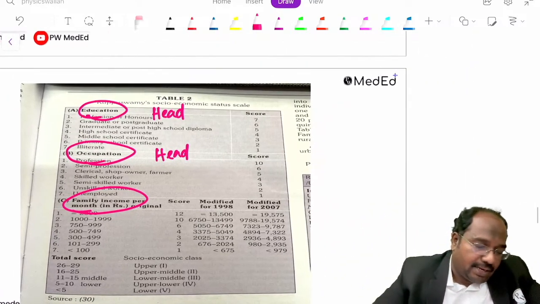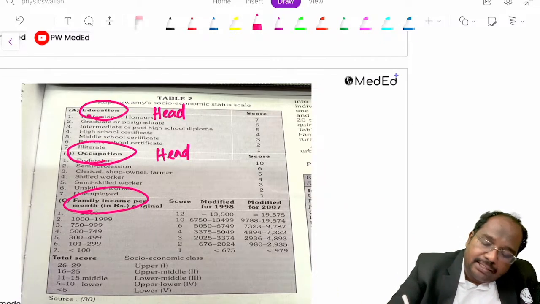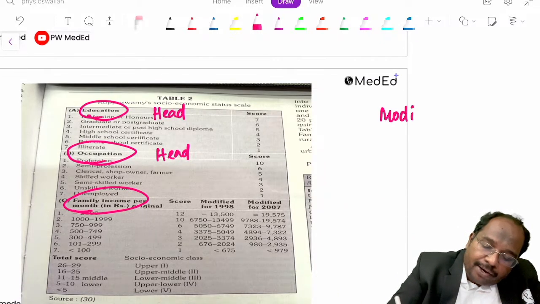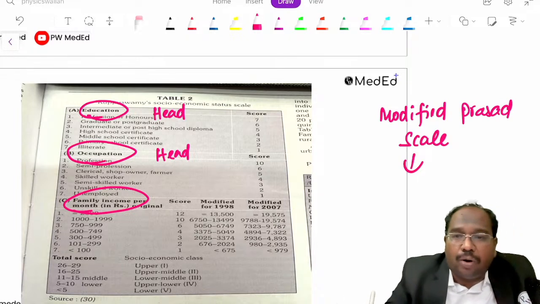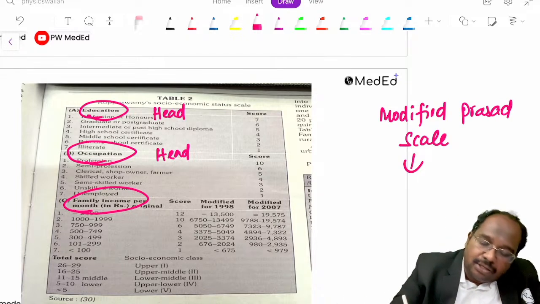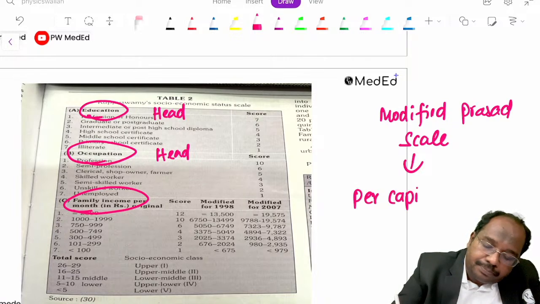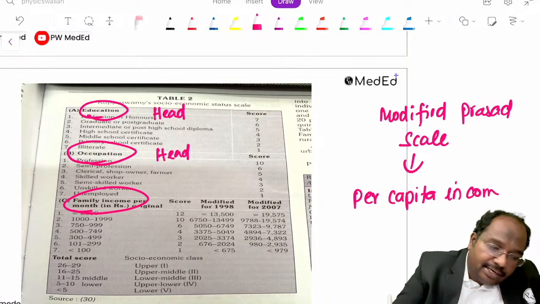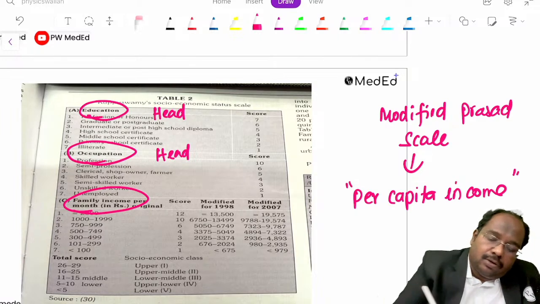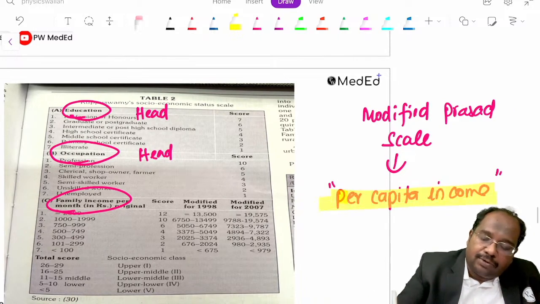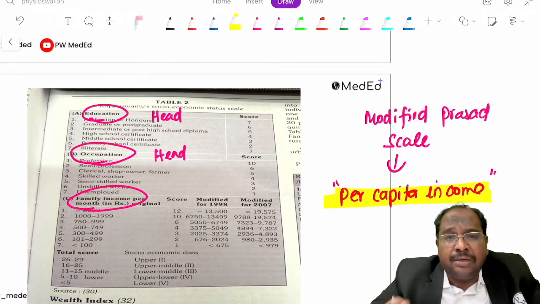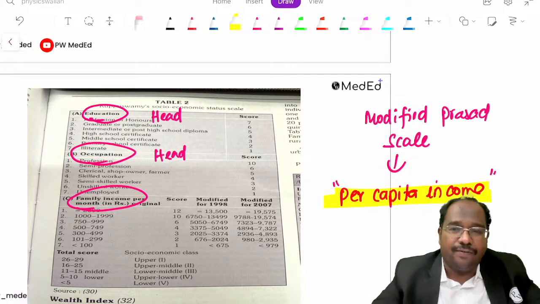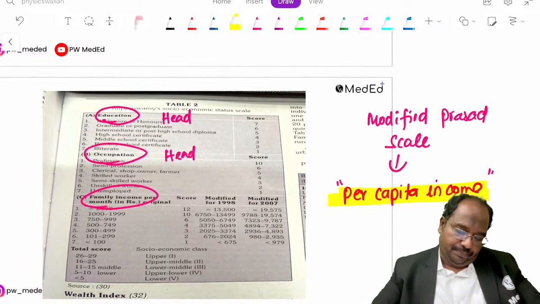This is Kuppuswamy scale. We have one more, that is called the modified Prasad scale. This is also used for socio-economic status. It is based on per capita income, that is income per person. Kuppuswamy scale is based on the head of the family's education, occupation and family income. Okay, fine. Next.